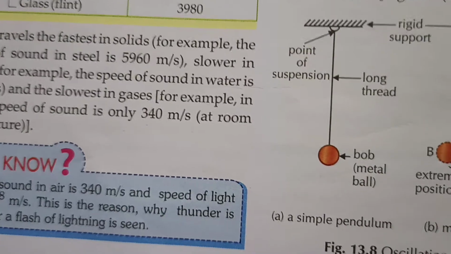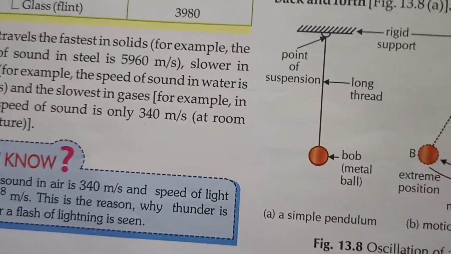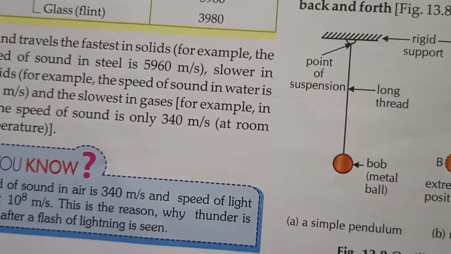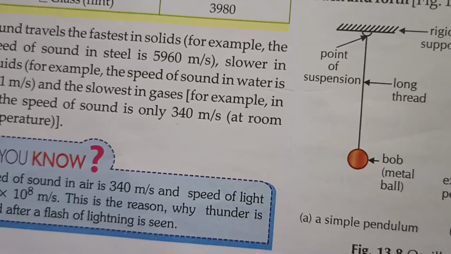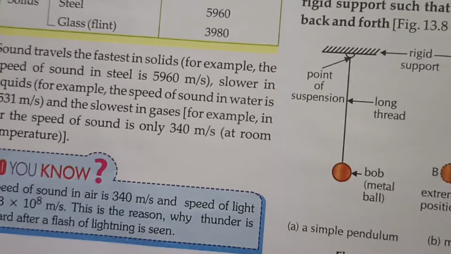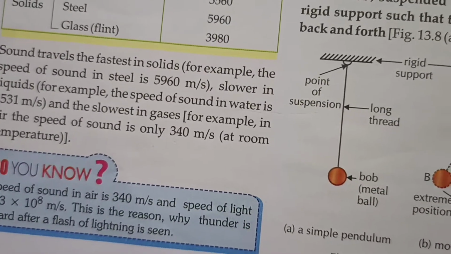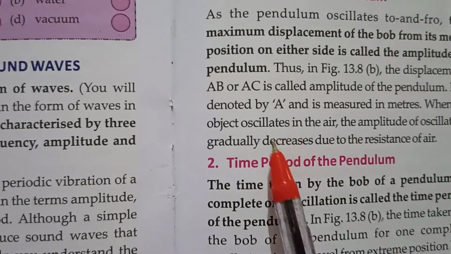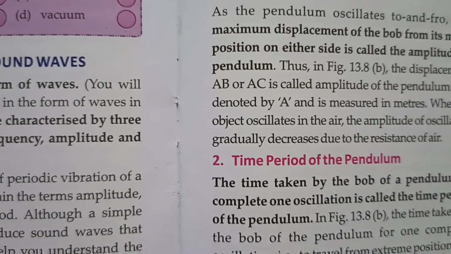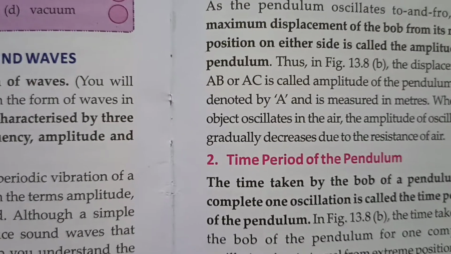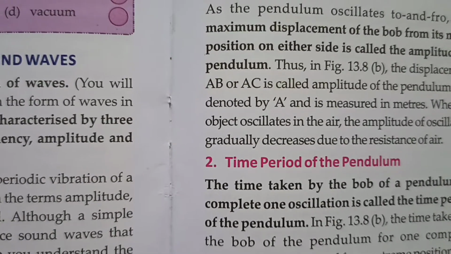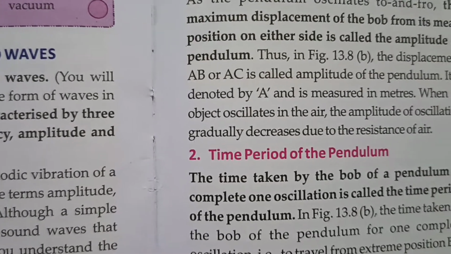In this case, the displacements AB and AC are the maximum displacements. So AB and AC are the amplitude of the pendulum, and the amplitude is denoted by capital A and is measured in meters. Its unit is meter. When an object oscillates in the air, the amplitude of the oscillation gradually decreases due to the resistance of air.